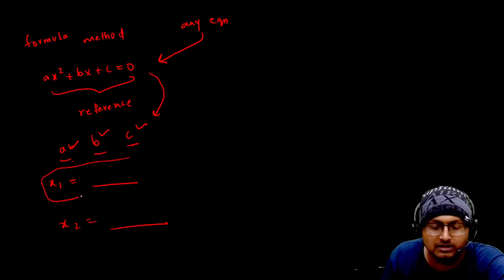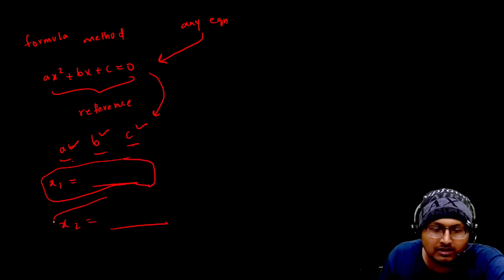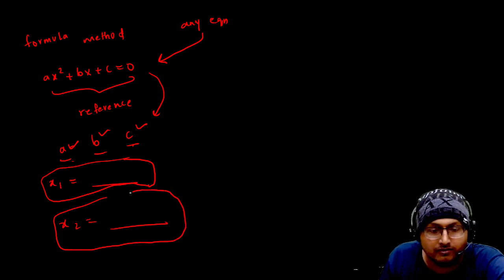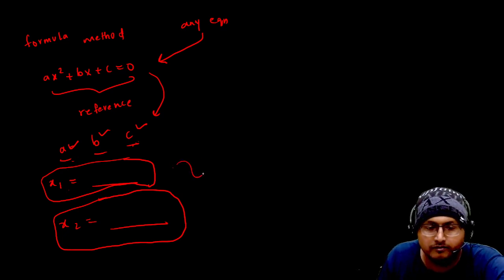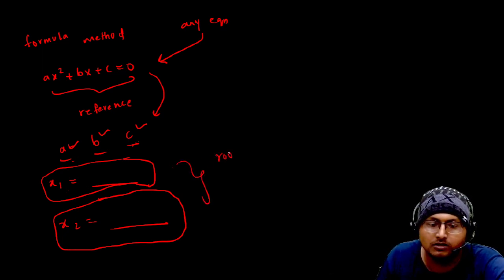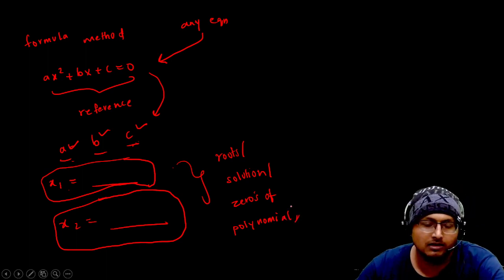We will discuss that further. There we have to substitute these a, b, c values. Then you will get the x1 value and x2 value. So these three values are important to substitute in the formula for x1 and x2. Hence, if you substitute that, we will get the roots or solutions or zeros of the polynomial. Okay. So this is all about comparison.